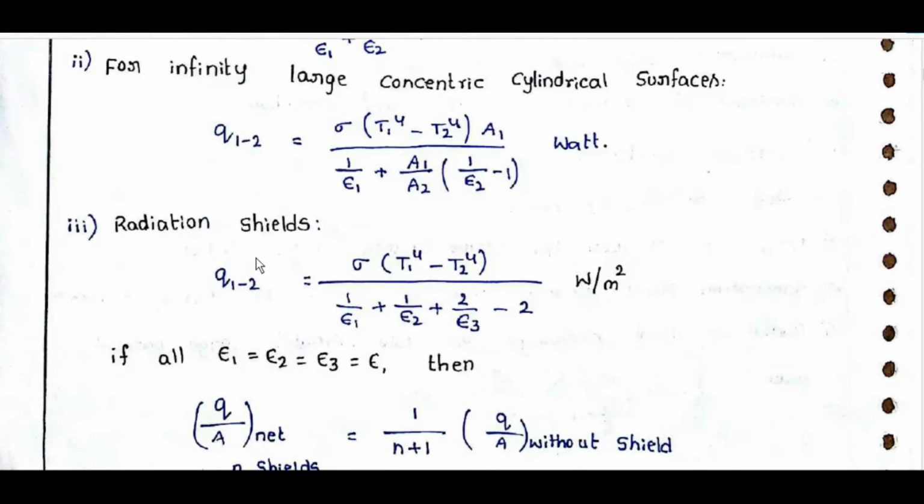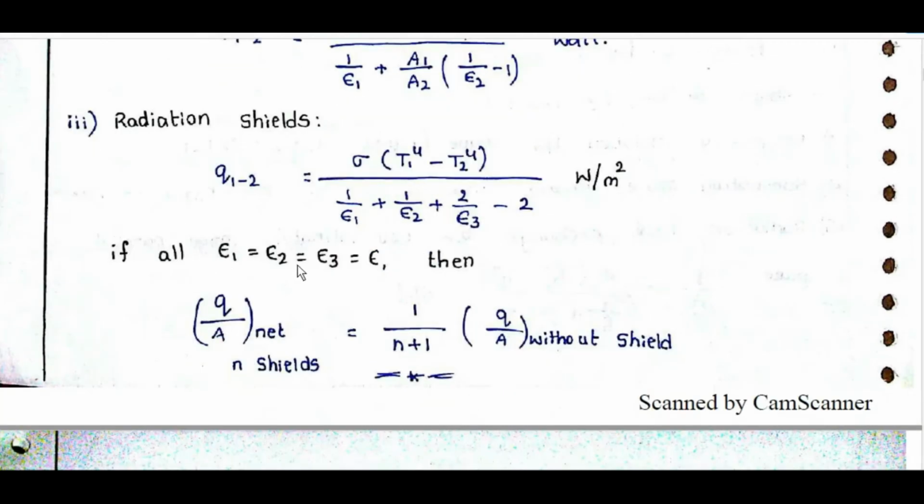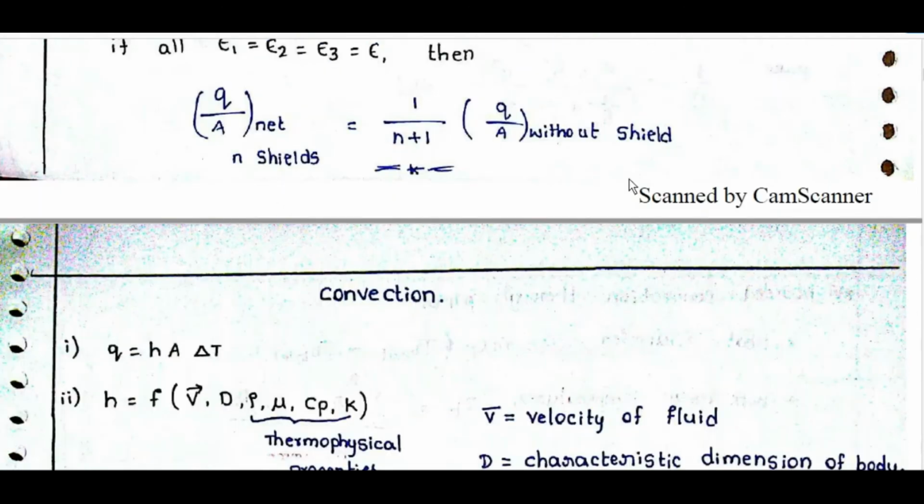Radiation shields: Q12 is equal to sigma into (T1 power 4 minus T2 power 4) by (1 by epsilon 1 plus 1 by epsilon 2 plus 2 by epsilon 3 minus 2) watt per meter square. If epsilon 1 is equal to epsilon 2 is equal to epsilon 3 is equal to epsilon, then (Q by A) net with n shields is equal to 1 by (n plus 1) into (Q by A) without shield.